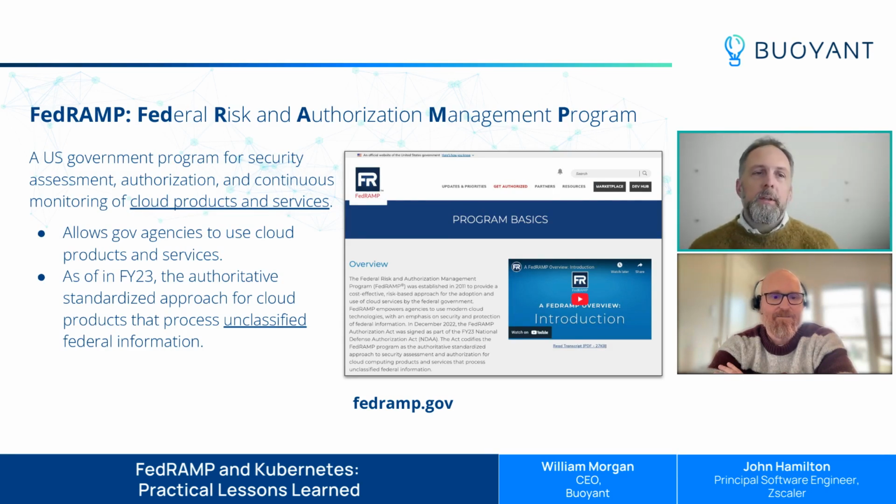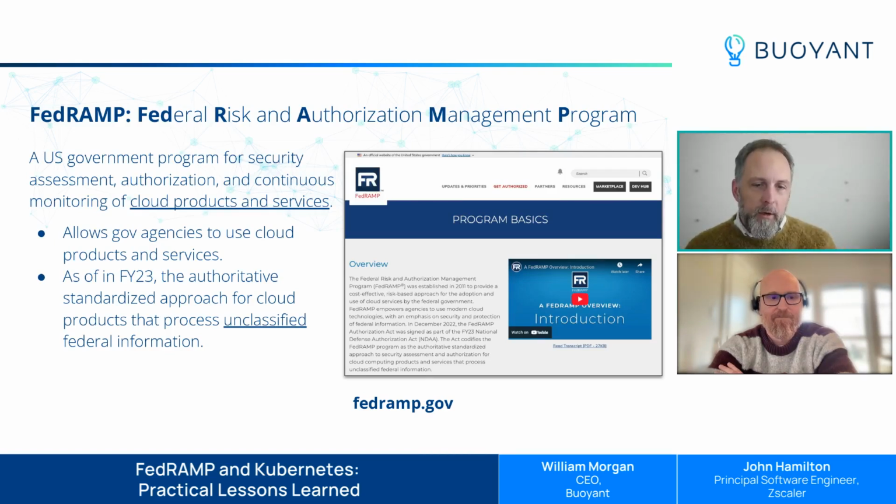Okay, so the topic is FedRAMP and Kubernetes. Let's talk about FedRAMP first. I'll be the first person to say I'm a FedRAMP newbie at best. There are other people on the team at Buoyant who are experts in this. I only know the big picture, so that's what I'm going to present today. FedRAMP is an acronym for the Federal Risk and Authorization Management Program. There's a website, fedramp.gov, where you can learn all this and more.